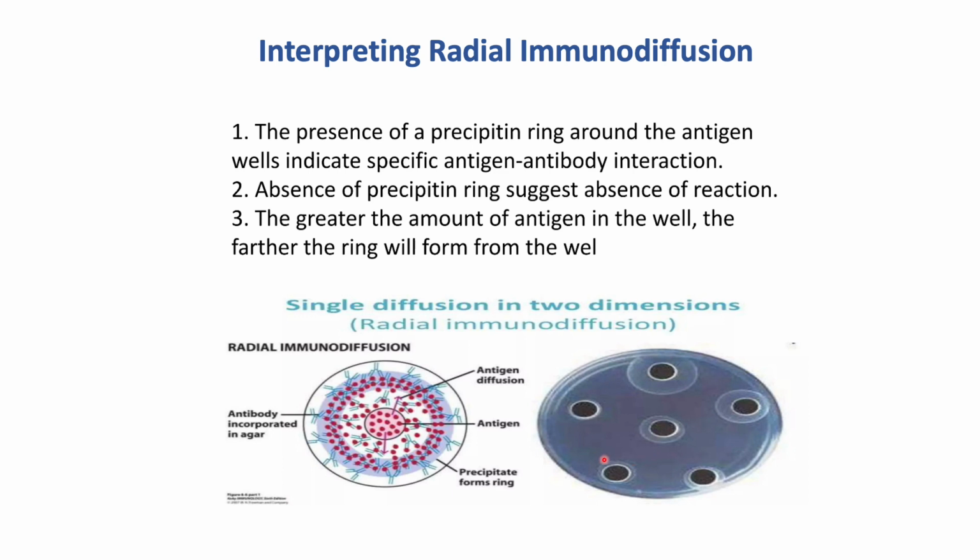So here you could see a ring very close to the well. So this means that there's very little concentration of antigen. And here you could see that the precipitin ring is very far from the well, which suggests that a higher concentration of antigen is present in this well. So that's how you interpret radial immunodiffusion.